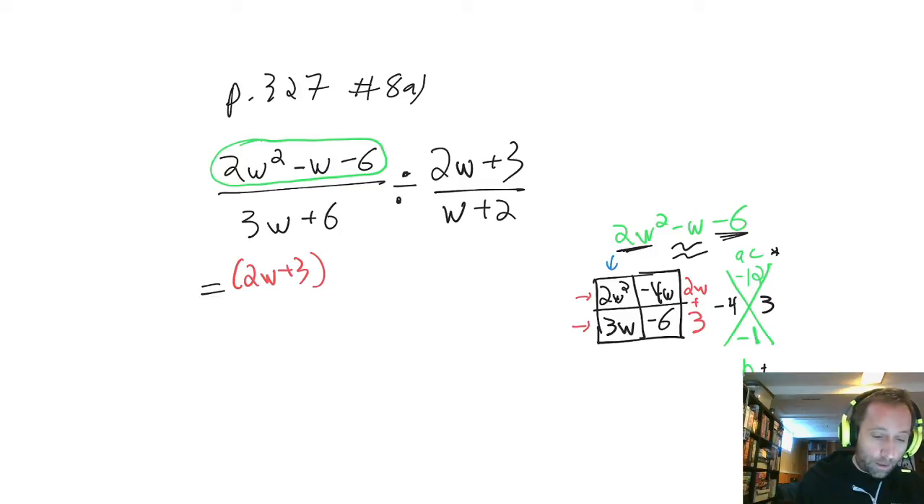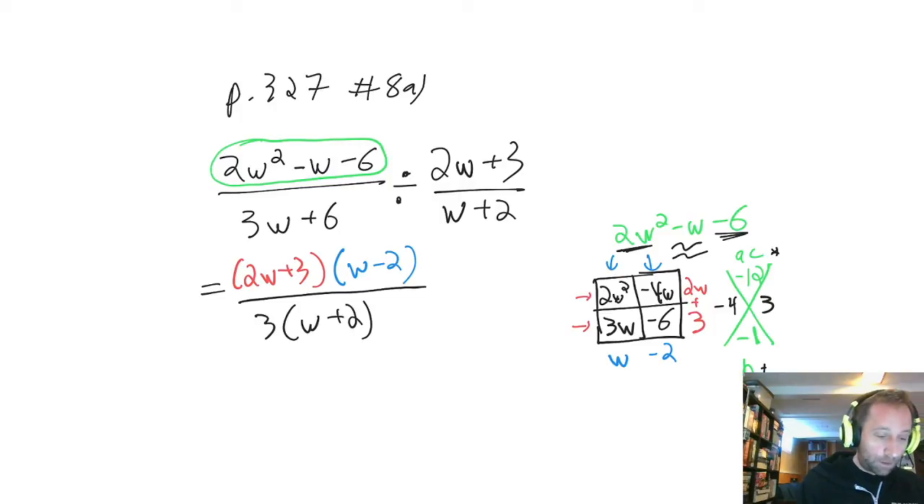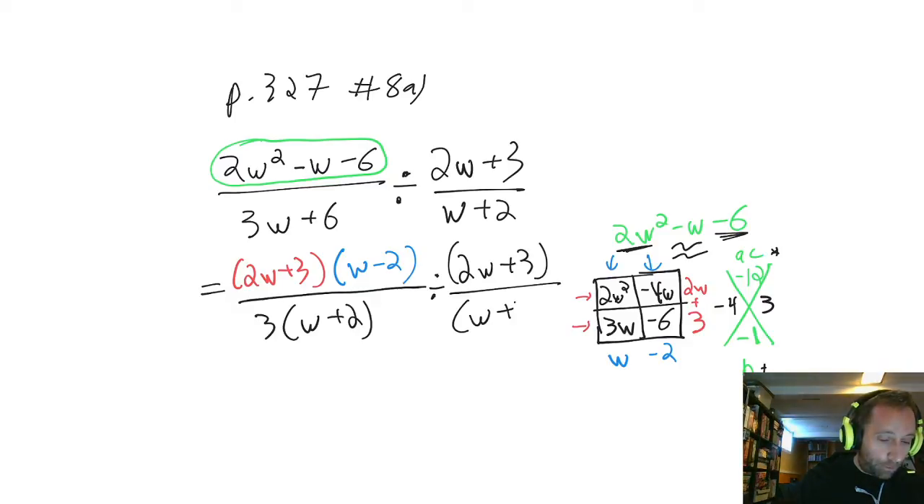And now we're going to want to look down. So 2w squared and 3w, they have a w in common. A negative 4w and a negative 6, that has a negative 2 in common. So my second factor will be w subtract 2. So there is my factored expression on the left. And it looks like there's nothing further to factor on the right-hand expression.